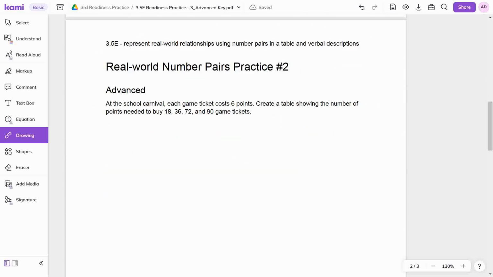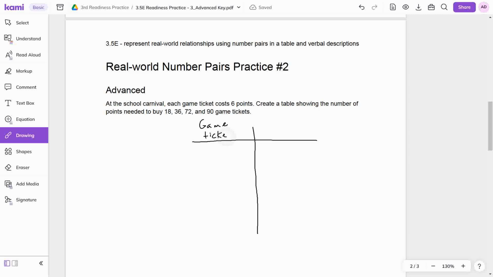Next, we have a school carnival, and we've got game tickets. They cost 6 points each, so I want to get a lot of game tickets. Look at my game tickets. How many points will it take for me to get 18 game tickets? And so I'm just going to put game tickets right here.